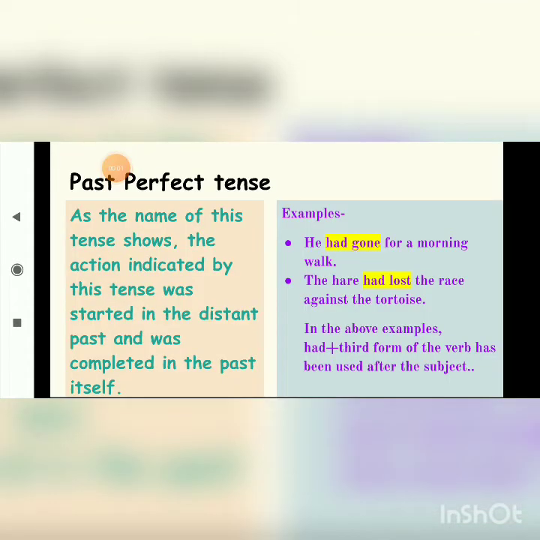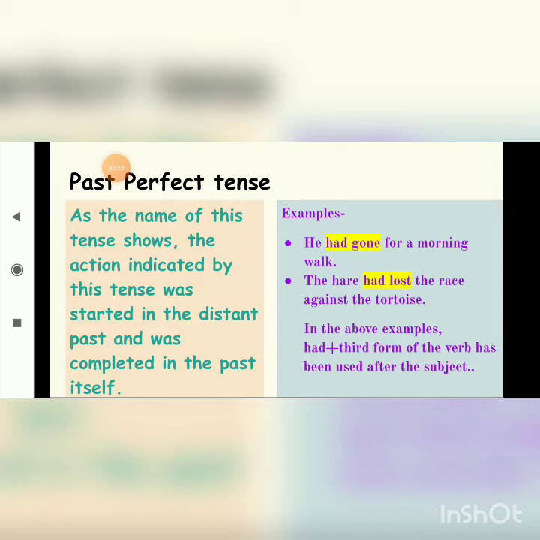Yes students, past perfect tense. As the name of this tense shows, the action indicated by this tense was started in the distant past and was completed in the past itself. So what does it mean, students? This tense was started in the distant past and was completed in the past itself. So it is called past perfect tense.